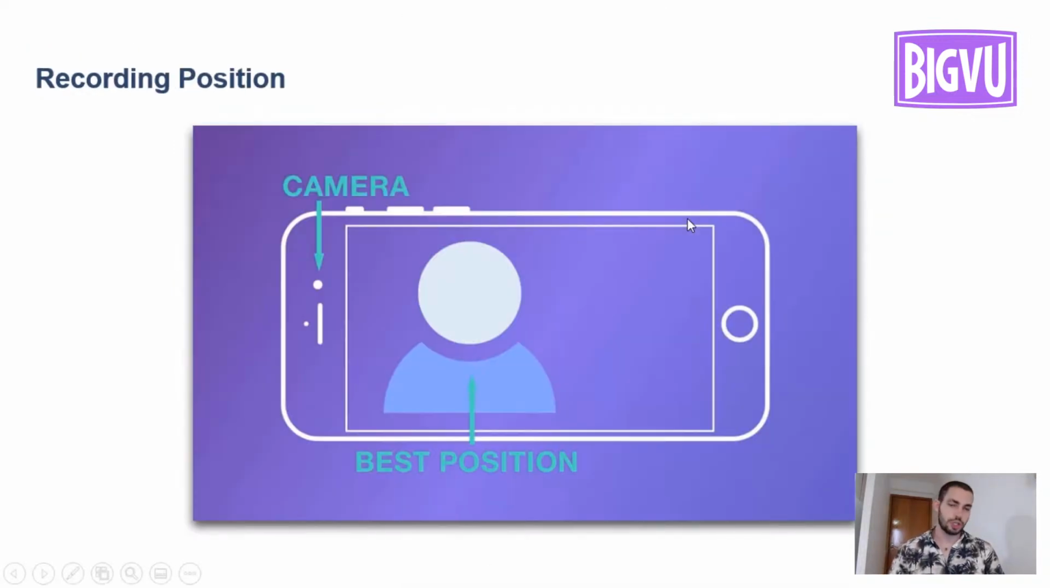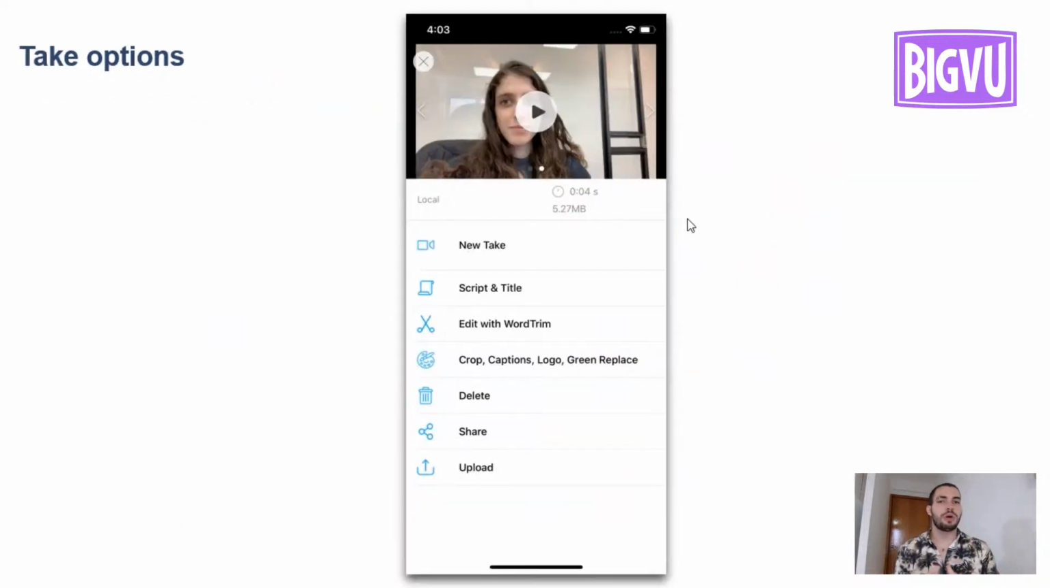Okay, basically, we finished the teleprompter. These are all the steps that you're going to do to record your video. This is the teleprompter, okay? Now, when you finish recording, these options will appear to you. You have new take, script and title, and some features that we're going to talk about, okay? We also have delete and upload. This upload feature will make the video that's recorded on your phone available on the web, on your computer.